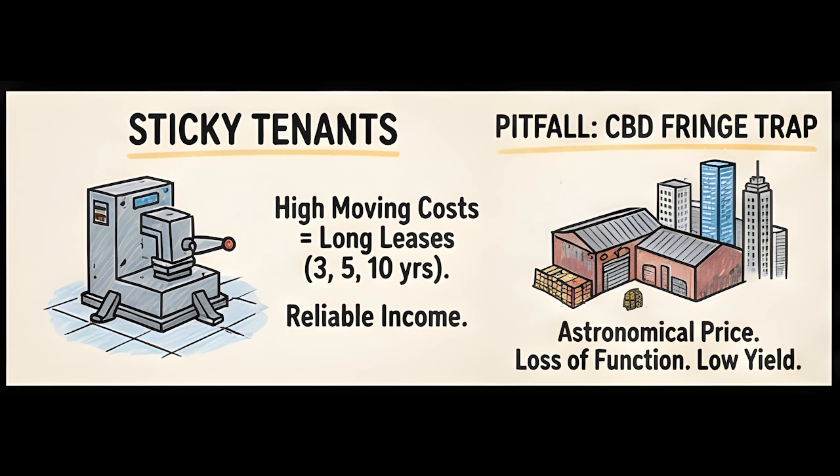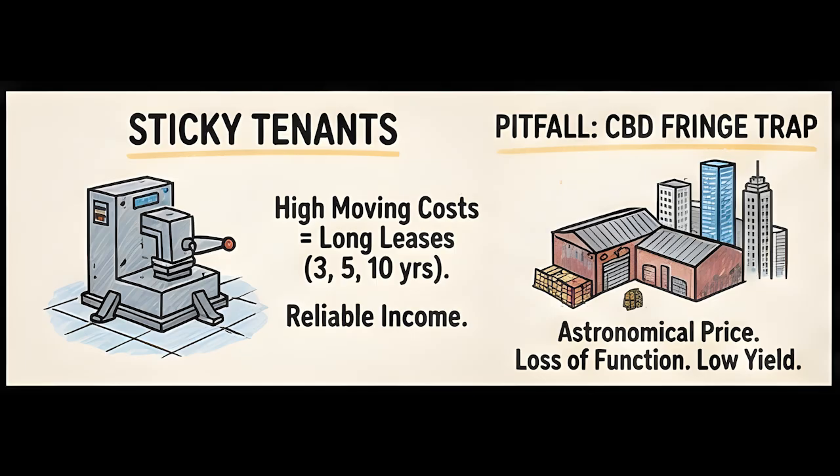The problem of price, due to rezoning pressure and the sheer demand for inner-city land, the price per square meter for industrial land near the CBD core is astronomical. You are paying a premium that compresses your yield down to residential levels, maybe 3% or 4%. The loss of function. The purpose of industrial property is function and scale.